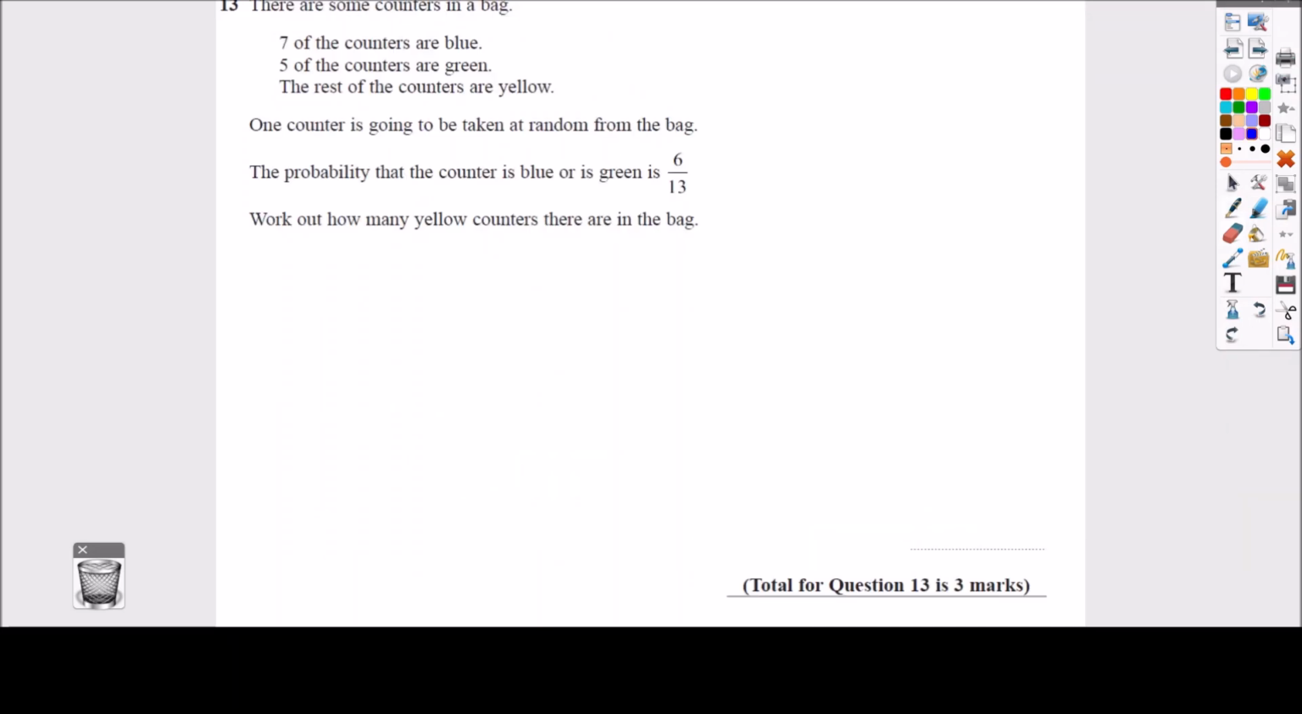Question 13. So, there are some counters in the bag. 7 blue, 5 green, rest are yellow. Alright, so we've got 7 blue, 5 green, and the rest are yellow. Okay, fine. Now, we're being told the probability of picking blue or green is 6 out of 13. So the probability of picking blue or green is 6 out of a total of 13.